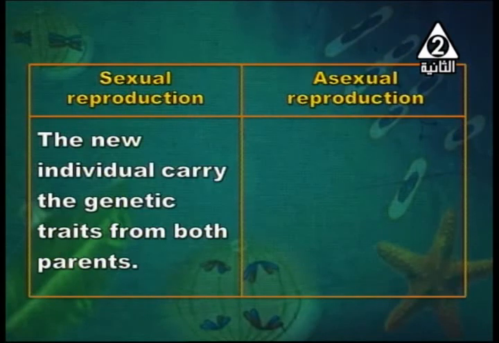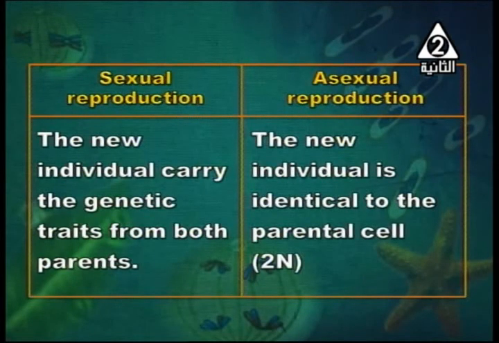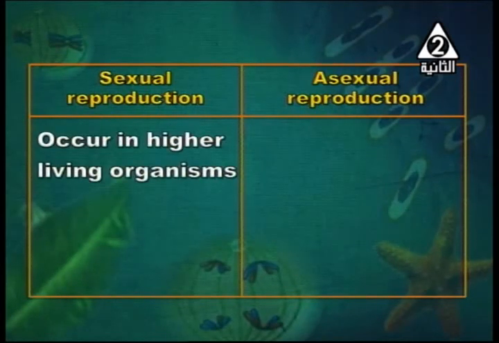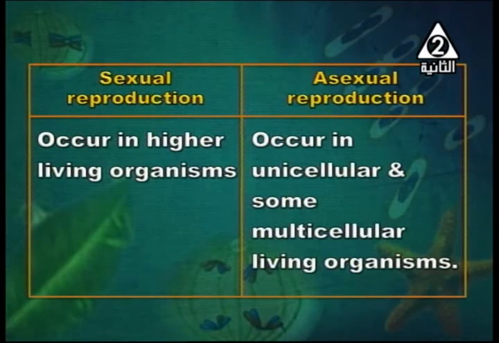In the sexual reproduction, the new individual carries the genetic traits from both parents, while in the asexual reproduction, the new individual is identical, a full copy of the parental cell 2n. The sexual reproduction occurs in the higher living organisms, while the asexual reproduction occurs in unicellular living organisms and some multicellular living organisms.